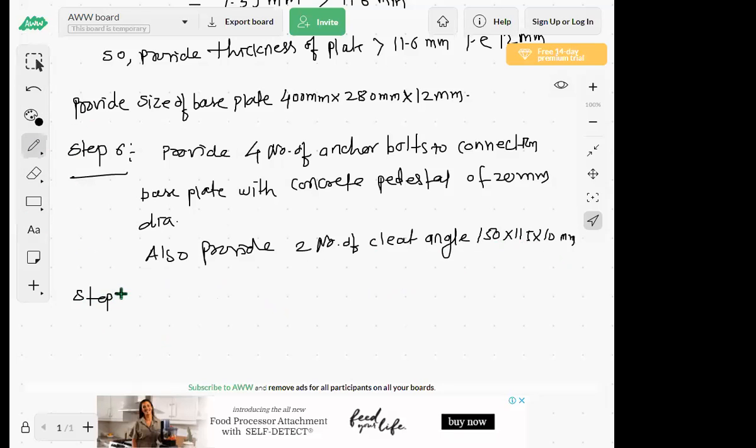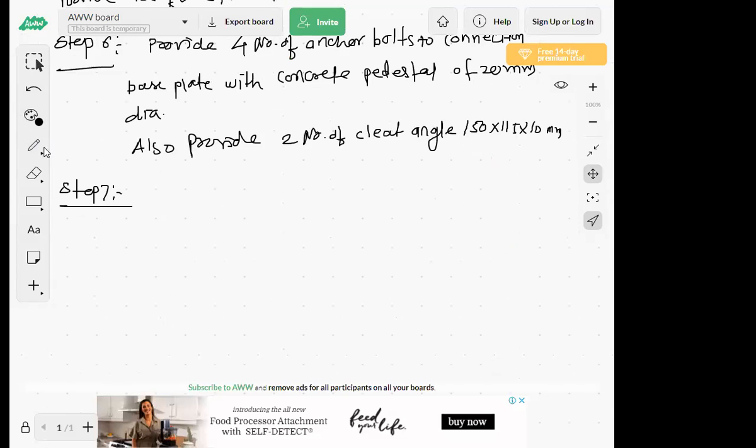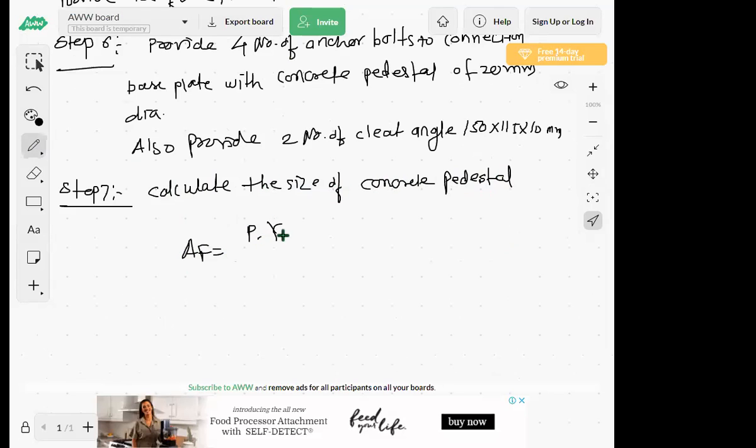Now step 7. Calculate the size of concrete pedestal. For that we have to calculate first the area of foundation or area of concrete pedestal, that is AF, equal to, the formula is P into gamma m naught divided by SBC.